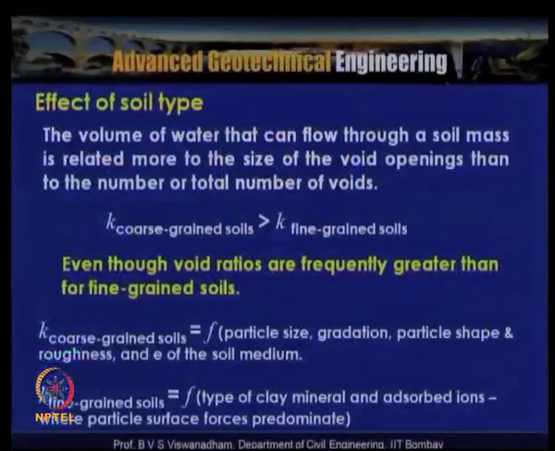The volume of water that can flow through a soil mass is related more to the size of the void openings than the total number of voids. So if you note down, the coefficient of permeability K of coarse grained soil is always greater than K of fine grained soils, even though the void ratios are frequently greater for fine grained soils. Fine grained soils can actually have very high void ratios. So if you say that K increases with increase in void ratio, this argument is not really true when it comes to this particular factor.